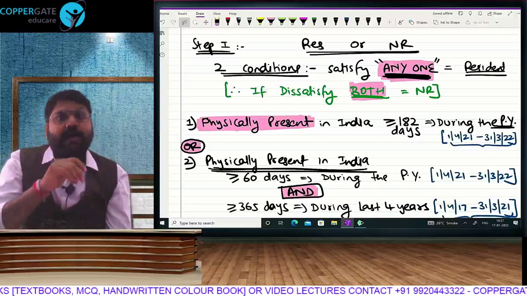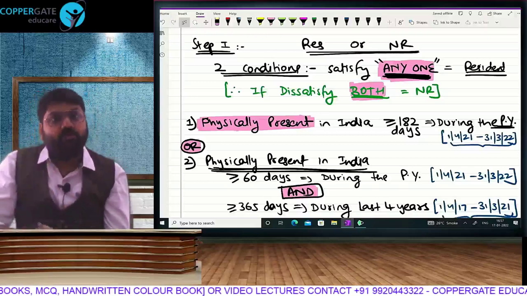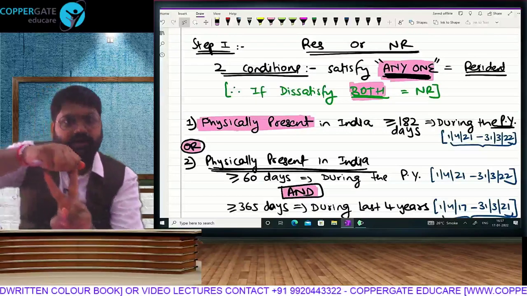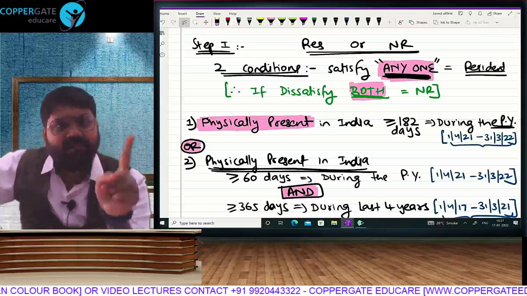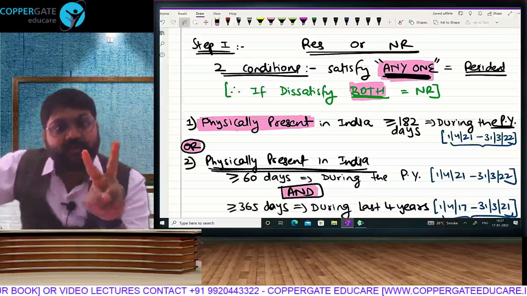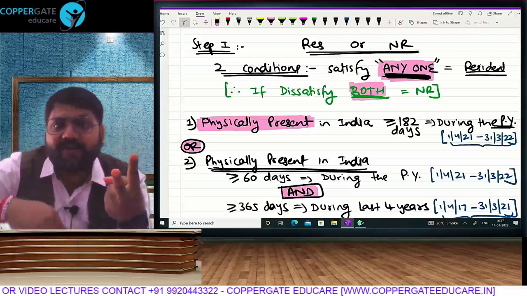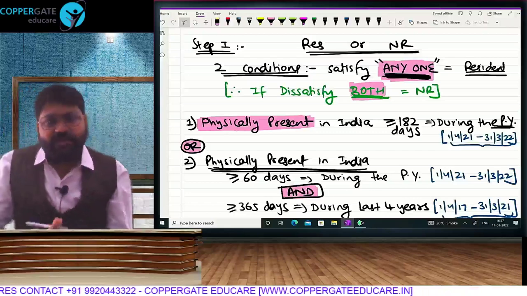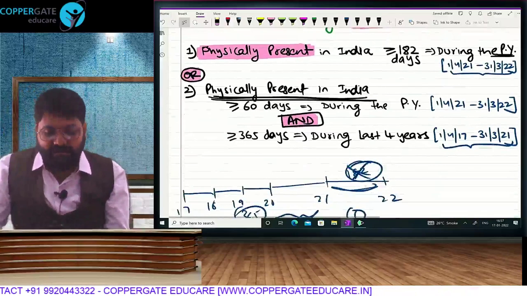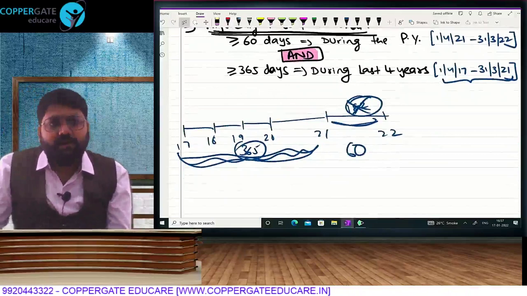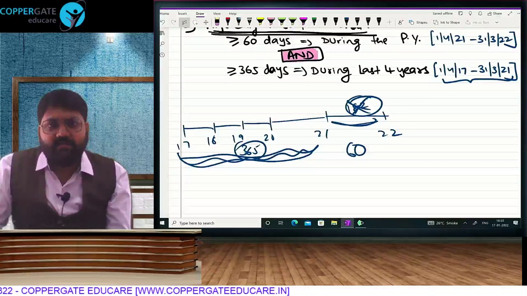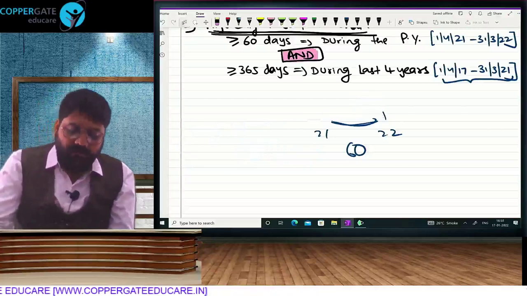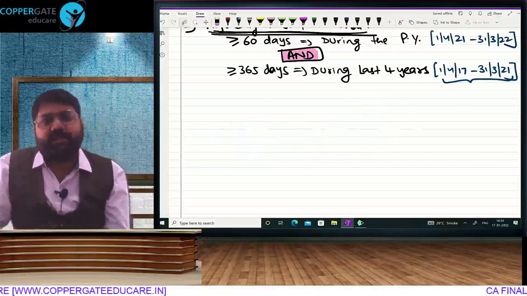2 conditions. And you have to satisfy how many out of the 2 to become a resident? Anyone. Condition 1 or condition 2. In condition 1, there is only one rule, 182 days of the current year. But in condition 2, there are 2 rules. Current year stay has to be 60. Along with that, last 4 years has to be 365. Have you understood?